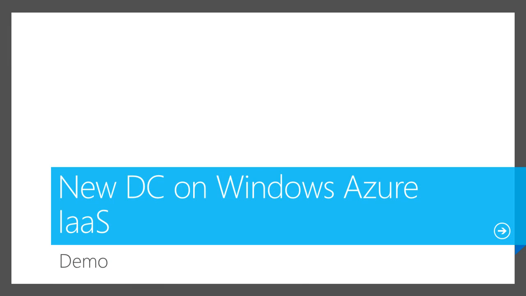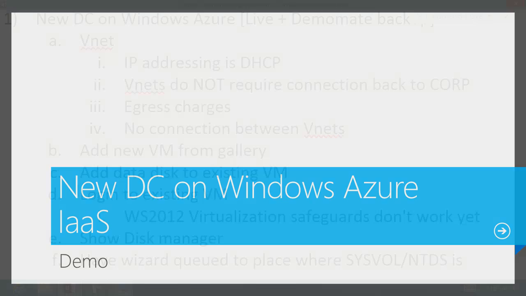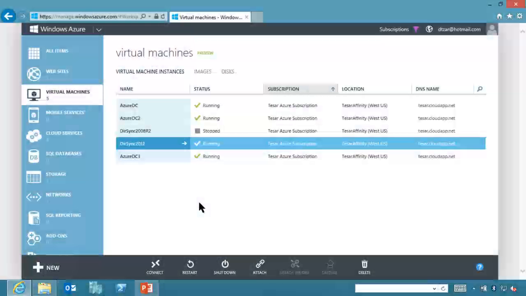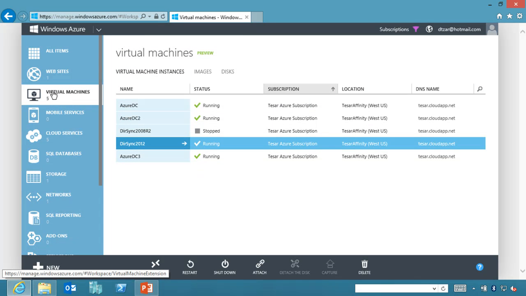So let's get into a demo of running a new DC on Windows Azure Infrastructure as a Service. Let me switch over to my demo machine right now. Not that one, this one. Okay. Okay, here we are logged into the Windows Azure Management Console.